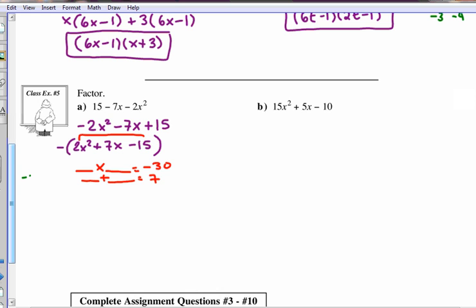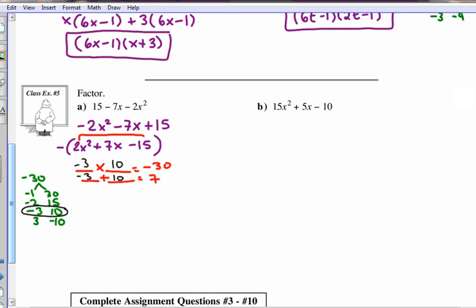Okay, so negative 30. How can we multiply to negative 30? Negative 1, positive 30, or 1 and negative 30. What's another way? That's obviously not close to 7. 2 and 15. If you did negative 2, 15, or positive 2, negative 15, is that close to 7? No. 3 and 10. Negative 3, positive 10, or 3 and negative 10. Which one adds to positive 7? Negative 3, positive 10. We want the larger number to be positive for it to add to a positive. So negative 3, positive 10.